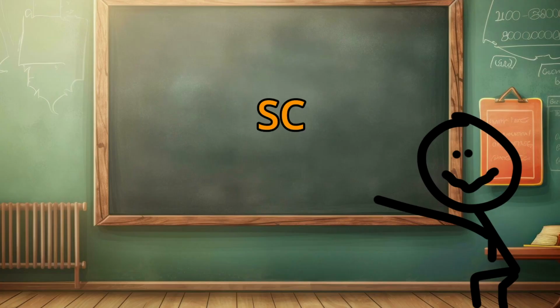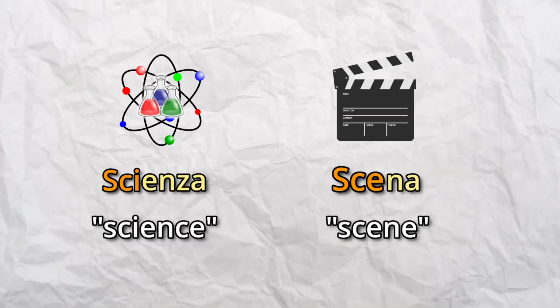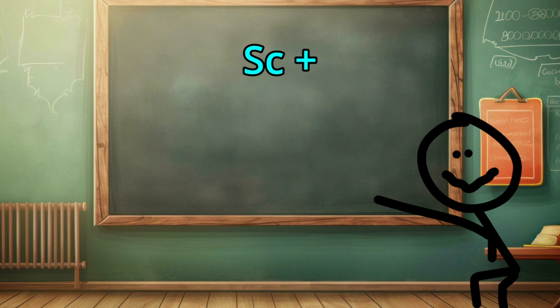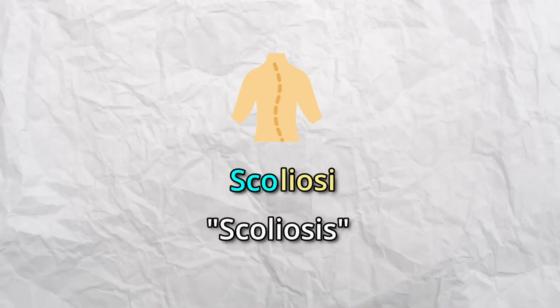And lastly, we have sc. Now, it's soft only with E and I. This is the same thing that we saw earlier. For example, scienza or scena. And if we pair it with A, O or U, it would sound hard, like scuola or scoliosi. And yeah, these are the three sounds. It's not that complicated. Now we did like 80% of Italian. Let's get to the last 20%.